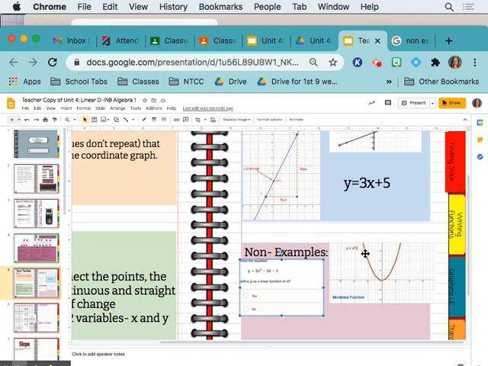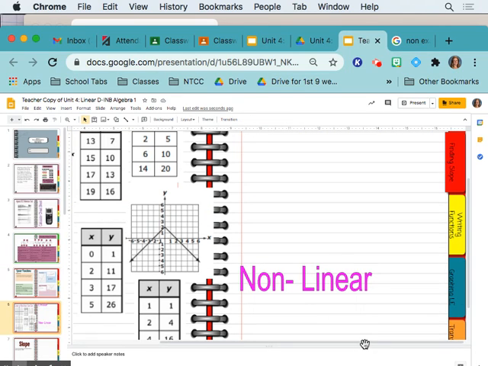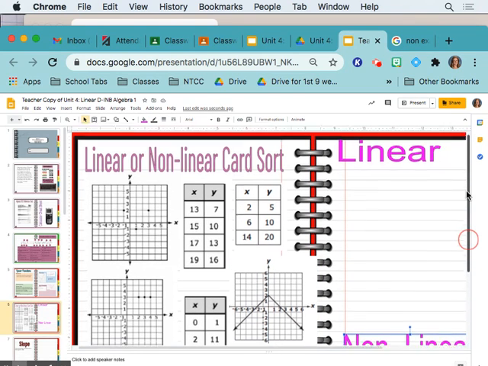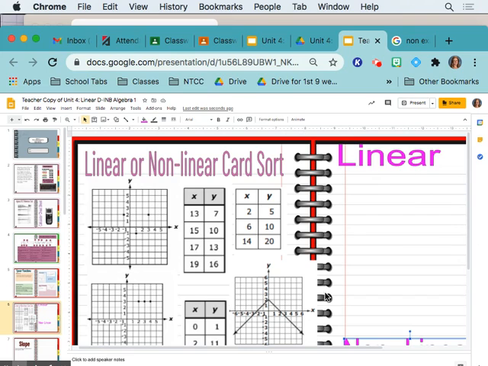Okay, so hopefully you have at least two things in there for non-examples. Okay, so let's go to slide 6. We are doing linear and non-linear. So let's look through these examples and decide whether they are linear or nonlinear.